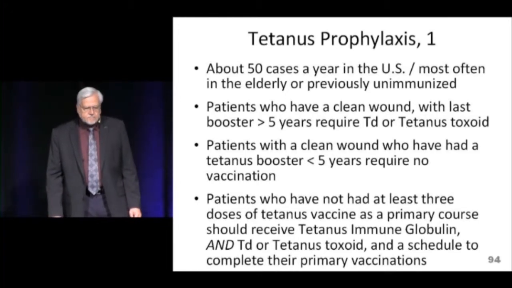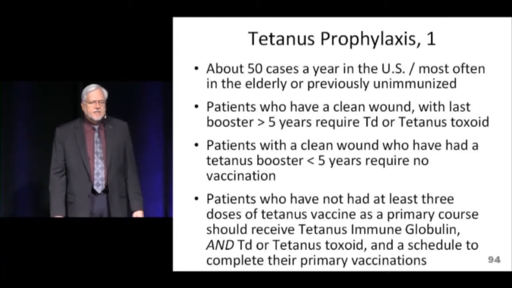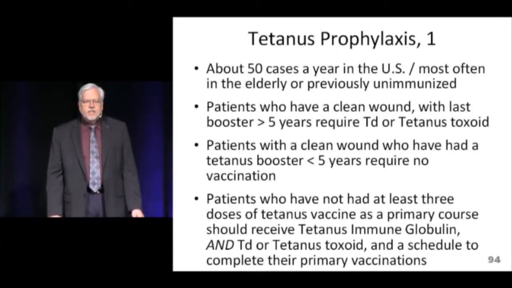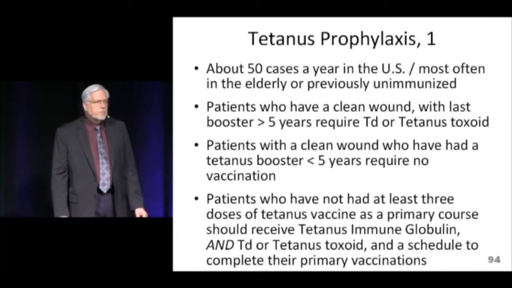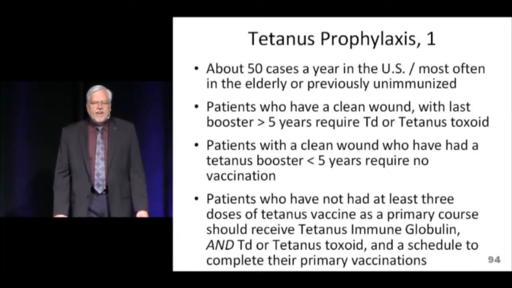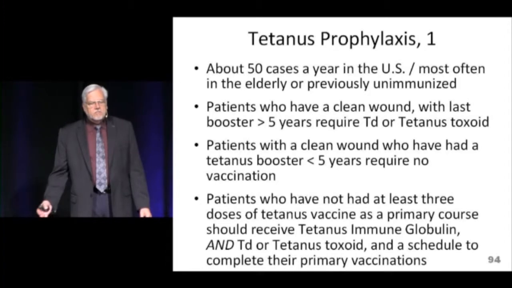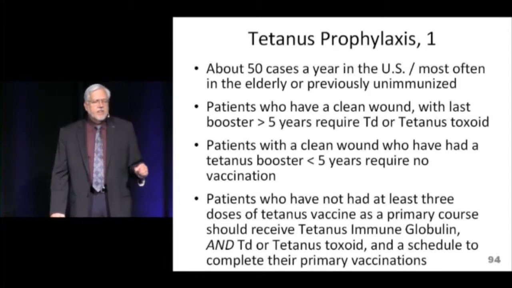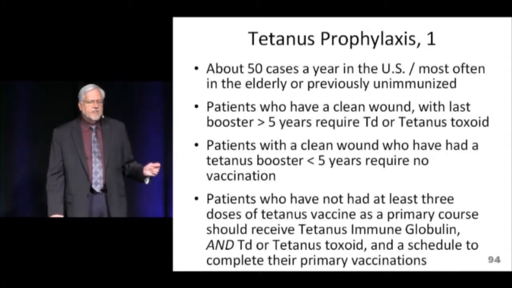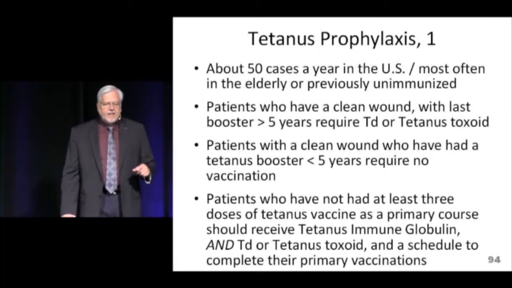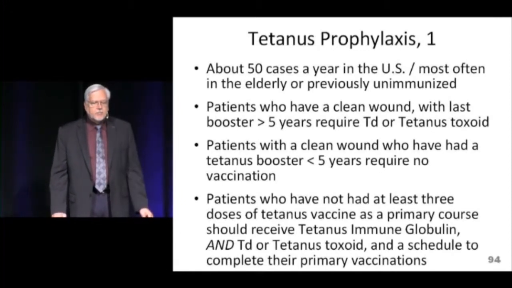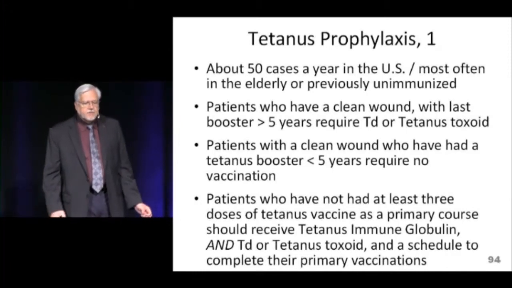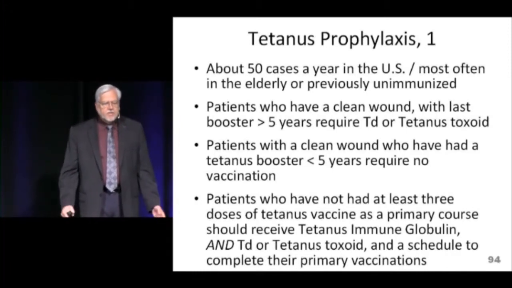Lastly, tetanus. There are about 50 cases a year of tetanus in this country. Most of them are either in the elderly or in those who were previously unimmunized. Patients who have clean wounds and whose last booster was greater than 5 years ago require a Td or a tetanus toxoid. Patients with clean wounds who've had a tetanus booster less than 5 years ago don't require any kind of vaccination. If they've not had at least 3 doses of tetanus vaccine as a primary course, then they should receive tetanus immune globulin and the Td or the tetanus toxoid.